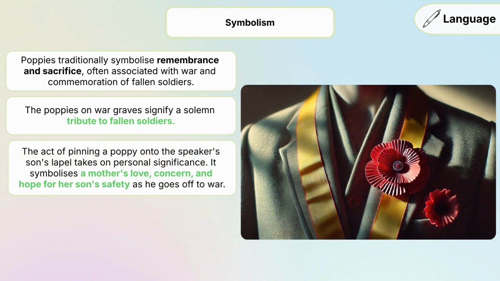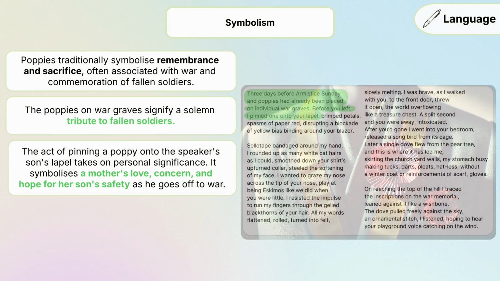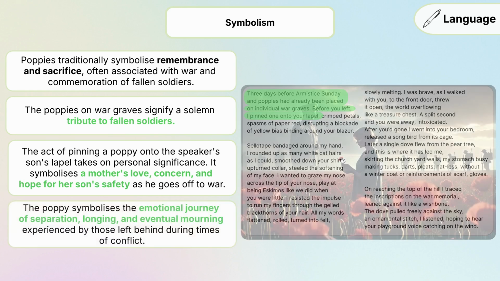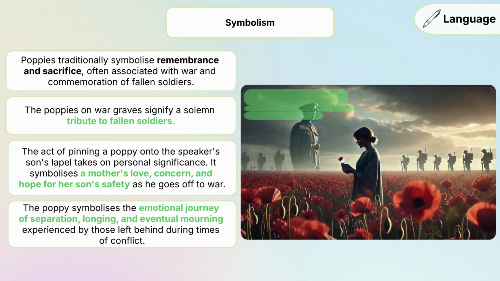The act of pinning a poppy onto the speaker's son's lapel takes on personal significance. It symbolizes a mother's love, concern, and hope for her son's safety as he goes off to war. The poppy becomes a tangible reminder of the speaker's emotions and anxieties, encapsulating both pride and fear. Throughout the poem, the poppy symbolizes the emotional journey of separation, longing, and eventual mourning experienced by those left behind during times of conflict.